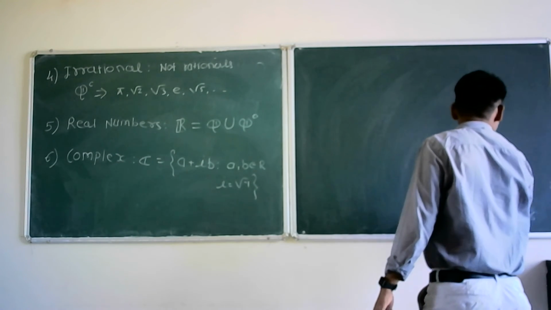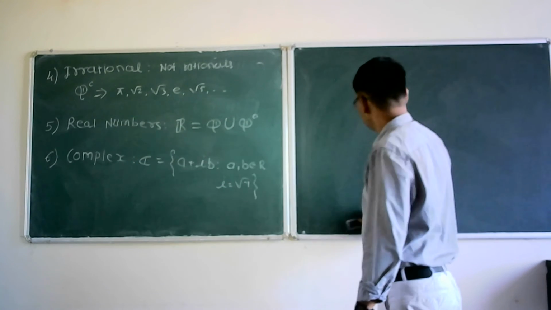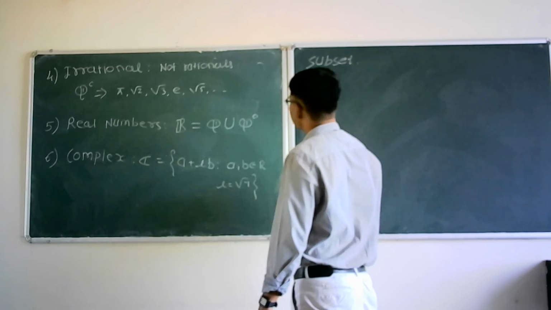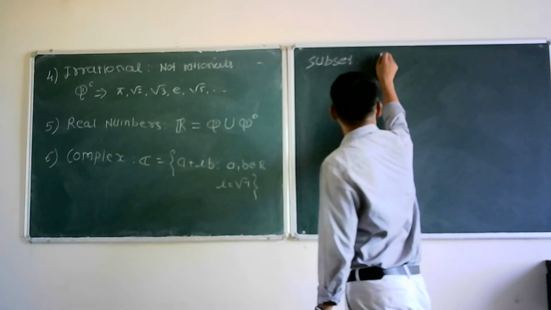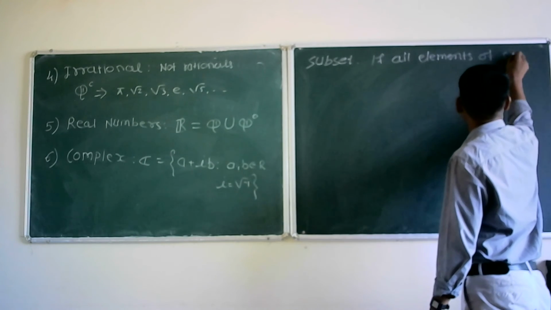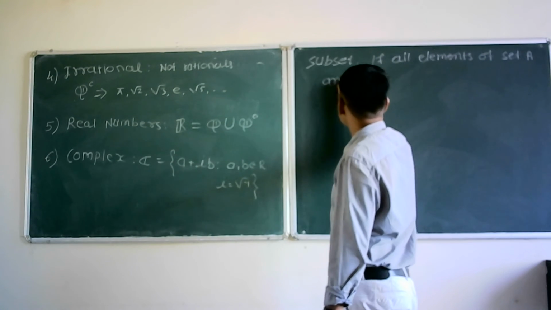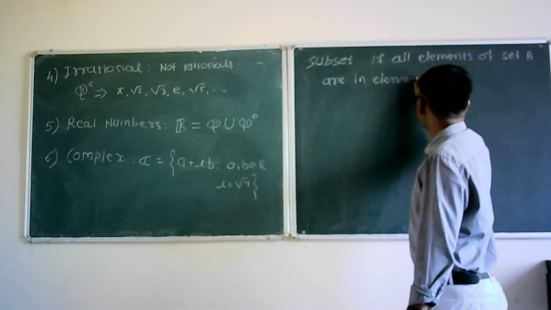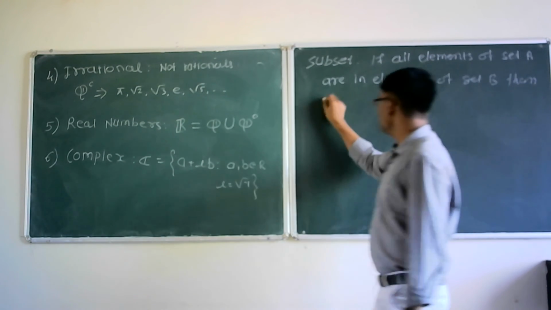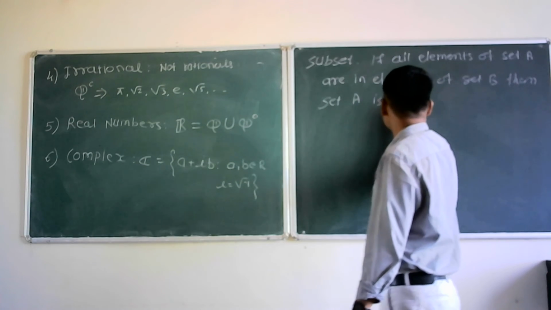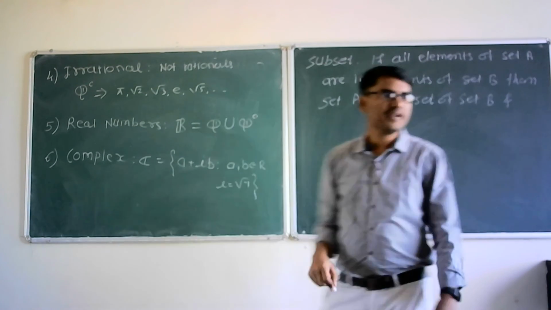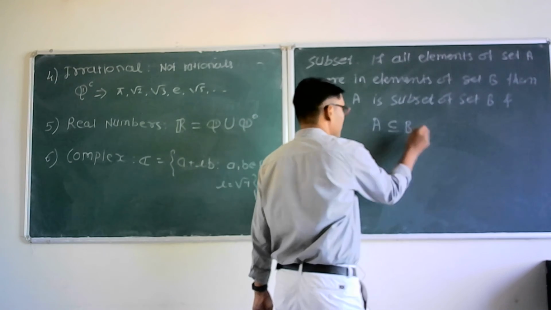Now next we want to start subset. If all elements of set A are elements of set B, then set A is a subset of B, and it is denoted by A is a subset of B.